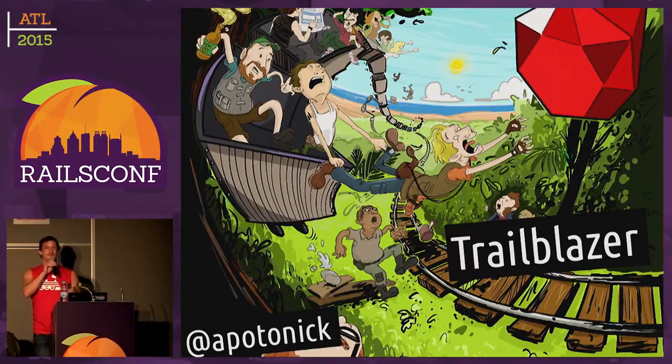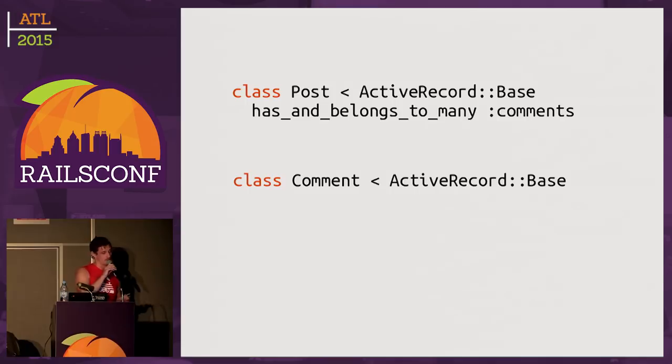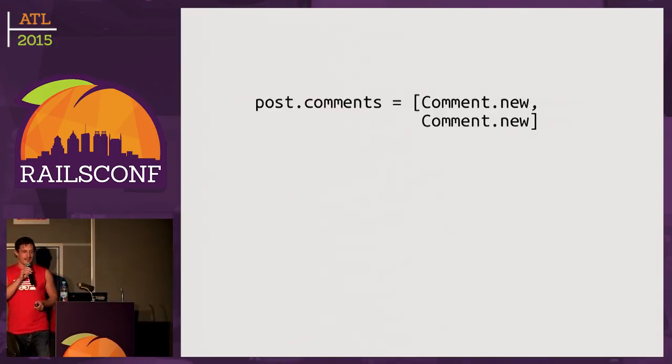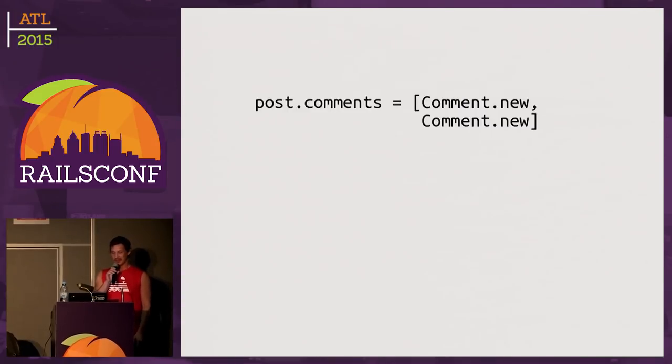I have a question before we start the actual talk. It's a serious question. I have a problem with Active Record. I have this post class, and I have this comment model, and they have a has and belongs to many relationship. So a post can have many comments. My problem is when I create a post, the post is persistent already, and then I add comments to that post. How do I prevent Active Record from automatically persisting the new state of this post? Because I don't want the comments to be persisted yet.